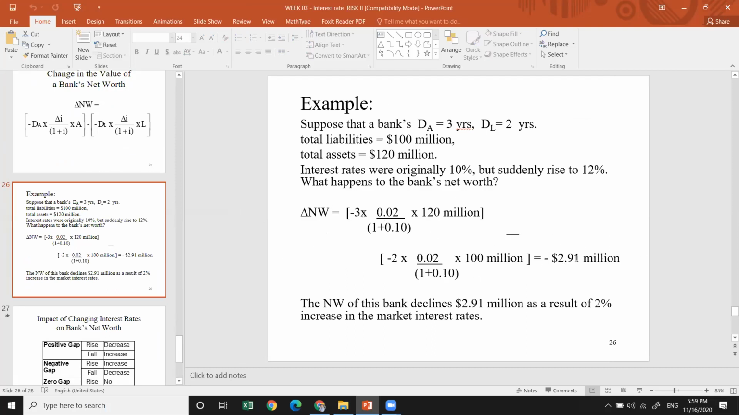If you substitute and calculate, the results are here. So minus 2.91. The net worth of this bank declines by 2.91 as a result of a 2% increase in the market interest rate. So one question I might ask: in what case will this bank, exactly this bank that I'm talking about, benefit? What should happen to the interest rate so that they can benefit? Should it decrease or increase more?